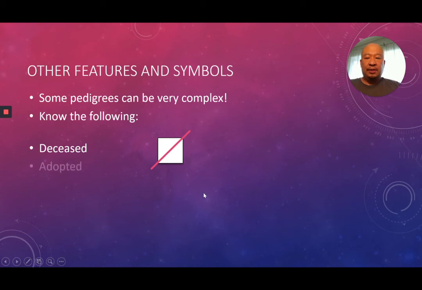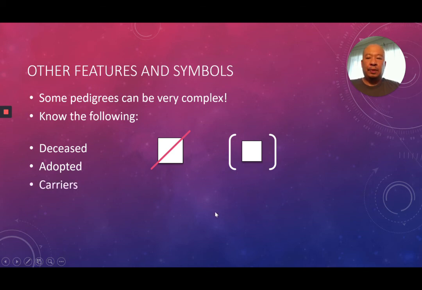Now, if you're adopted, the symbol that we use is two brackets. So if we put two brackets around a shape, whether it's male or female, that means that that person is adopted. So here we have an adopted male.